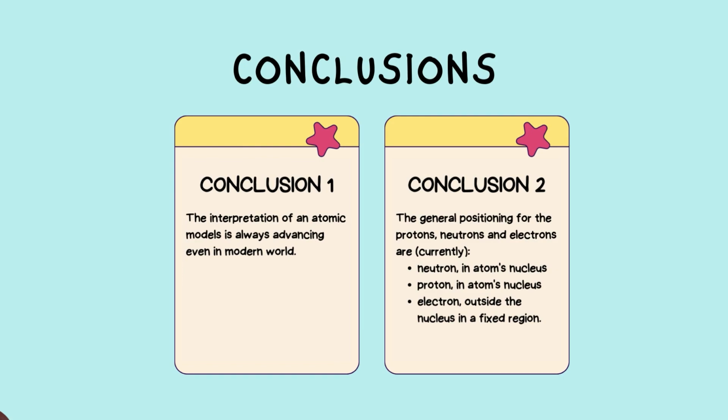So, what can we deduce based on my simplest explanation? Well, the first one is that the interpretation of atomic models is always advancing, even in the modern world. But the general positioning for the protons, neutrons, and electrons is, as of now, that neutrons and protons sit inside the nucleus of an atom, while electrons sit outside the nucleus, in the space region.